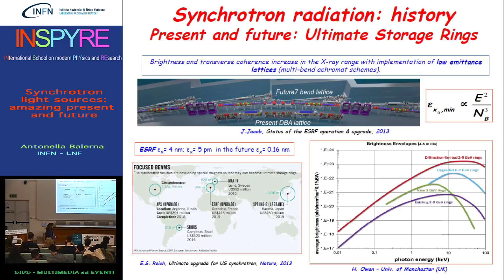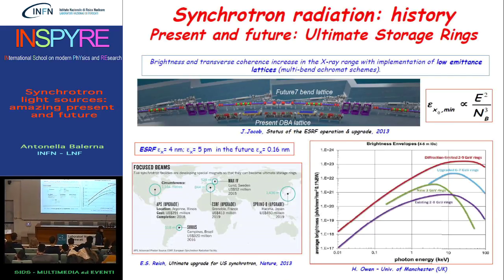So as you can see, their brightness will increase because they will move in the horizontal plane from 5 picometers to 0.169 nanometers. And if I reduce this emittance, I reduce dimension and divergence, and I increase brightness.